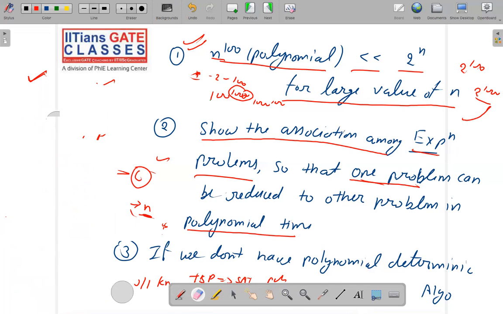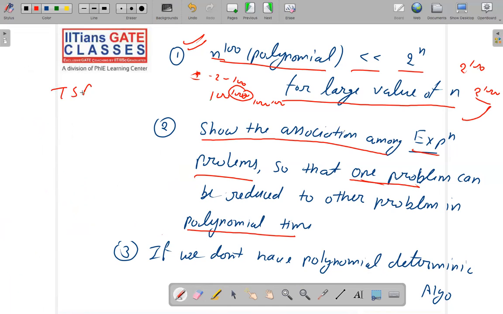SAT is a very well-known problem, right? So every researcher generally does that. They pick an exponential problem and reduce it. For example, I pick TSP, the traveling salesperson problem, and I will reduce it in some polynomial time, n raised to power k, where k is constant here. You can consider k equal to 2, for example, n square. And I will reduce it into SAT.